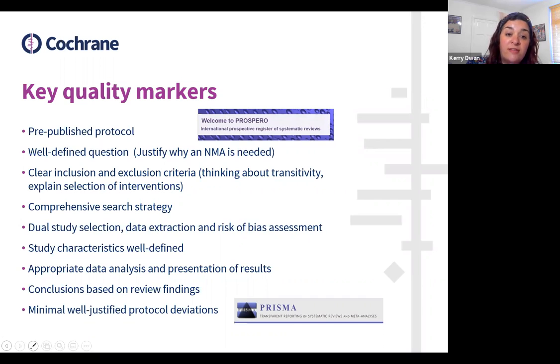And it's also important to think about the presentation of the results, because often we see reviews with network meta-analysis with up to 100 maybe different tables and figures as well. And obviously this can make it quite difficult for the reader. So we suggest that the tables and figures that aren't directly necessary for the review could be included in an online repository. So it's just important to think about presenting the review findings in a clear and concise way. And it's also important to have minimal, well-justified protocol deviations. And just to say as well that there is an extension to the PRISMA statement for network meta-analysis in what to report in the review.